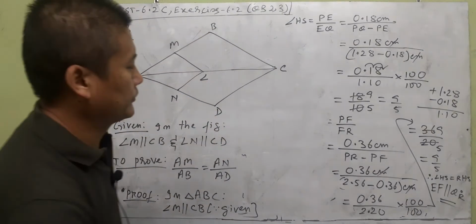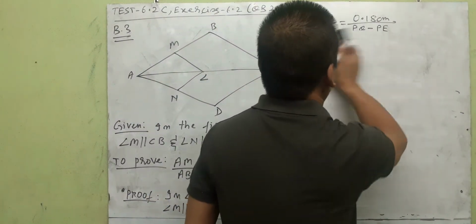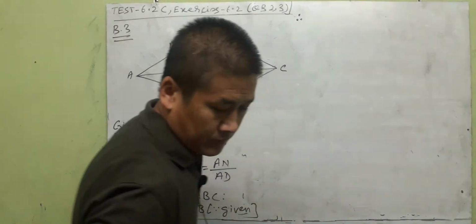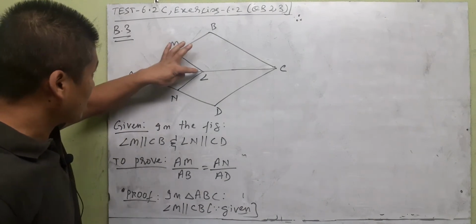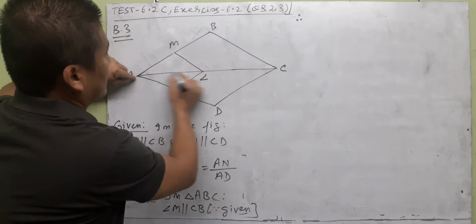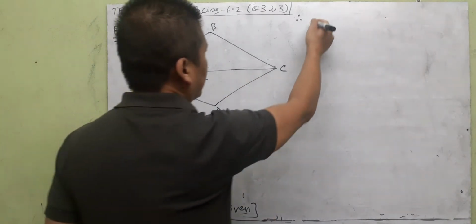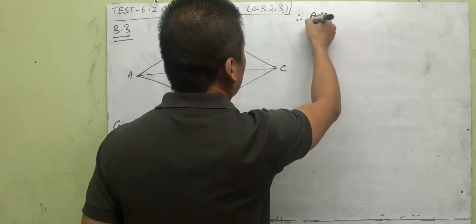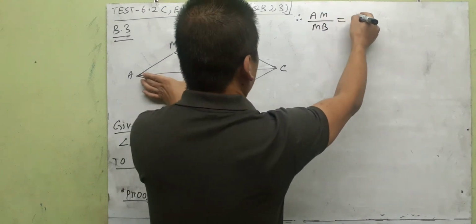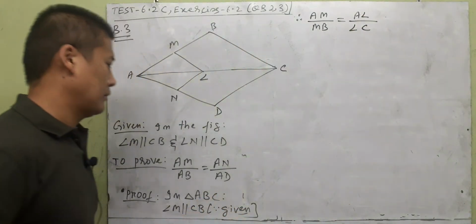So we know that we can now apply basic proportionality theorem. So here we can write, therefore, basic proportionality theorem: if a line is parallel to one side of the triangle, then that line will divide the remaining two sides in the equal ratio, means like this. Don't write this one now. AM by MB is equal to AL by LC, right?